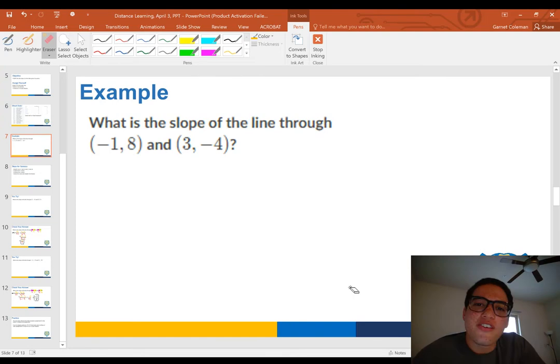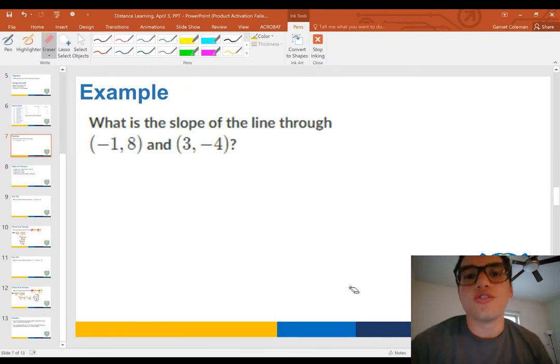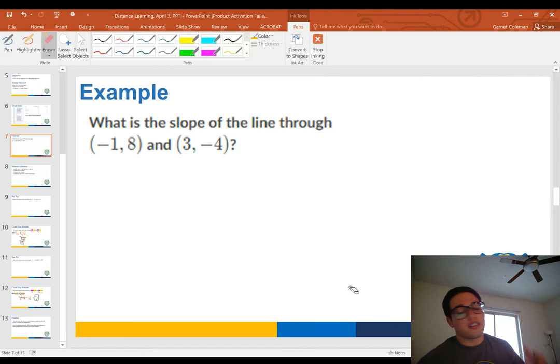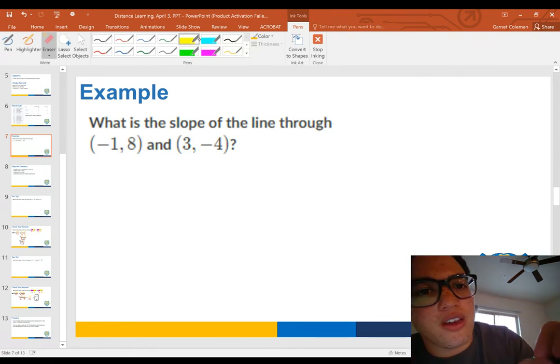Okay, hello everyone. I'm going to walk us through how to find the slope of the line through the following points: -1, 8 and 3, -4. Make sure you're paying special attention to the process that I use to find the slope between these 2 points, because after this, you're going to write in an open-ended response question how you would explain this to someone else. Okay, let's get started.